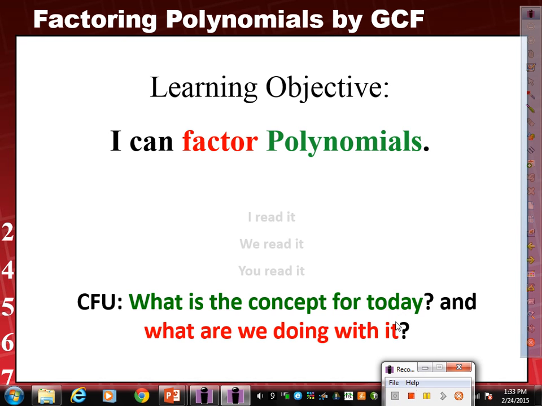Get the last one. Our objective for today: I can factor polynomials. Repeat together. 1, 2, 3. I can factor polynomials. So we're back to polynomials, your favorite. Yay! So give me a second. We're back to polynomials, and today we're going to be factoring polynomials.